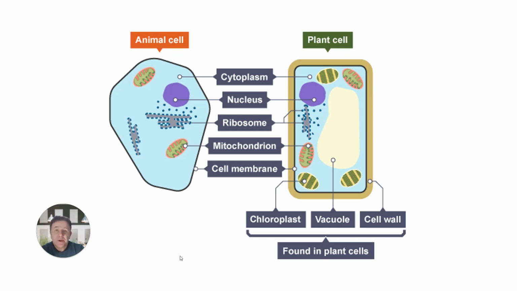So you will need to know the structure of both animal and plant cells. You'll notice that animal cells have 5 particular labels, so cytoplasm, nucleus, ribosome, mitochondrion and cell membrane. But you also notice that plant cells have 3 extra structures. These are chloroplasts, vacuole or permanent vacuole, and the cell wall.